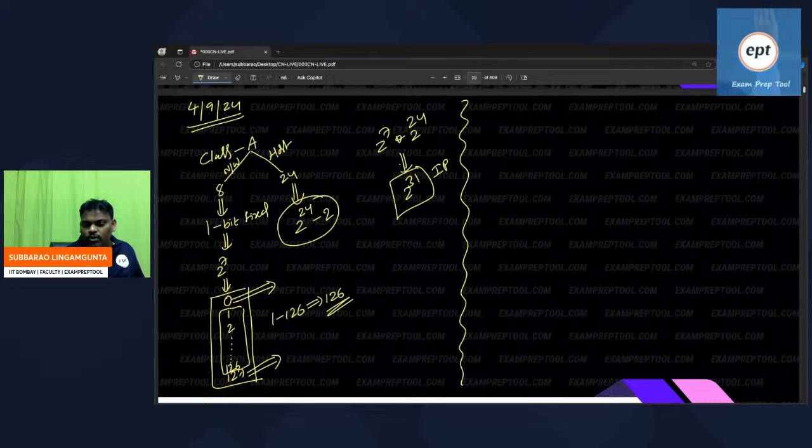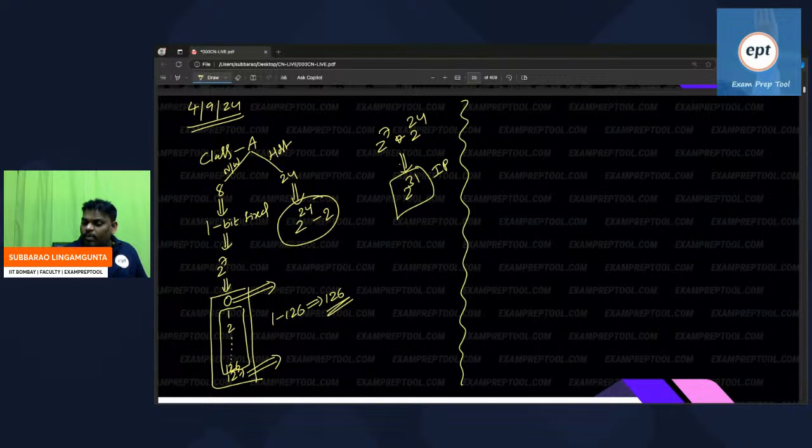If anyone asks how many networks in class A for host purpose, what is the answer? 126 networks, 1 to 126. How many hosts? 2 power 24 minus 2.